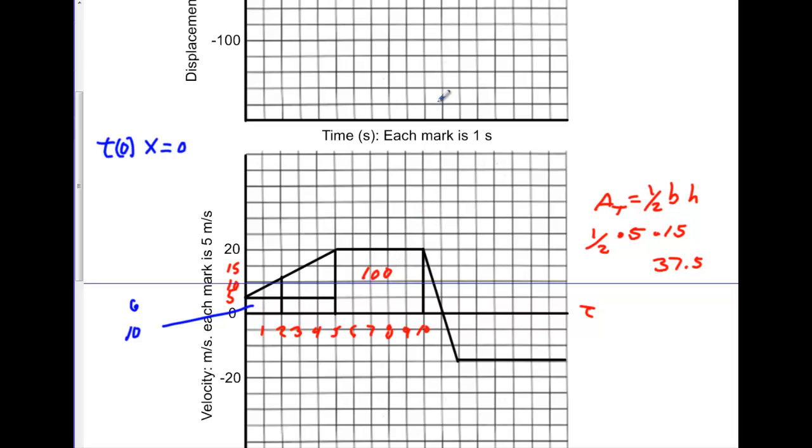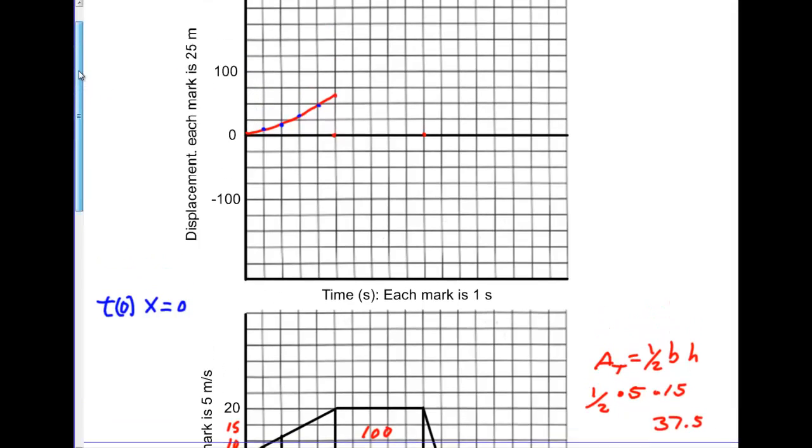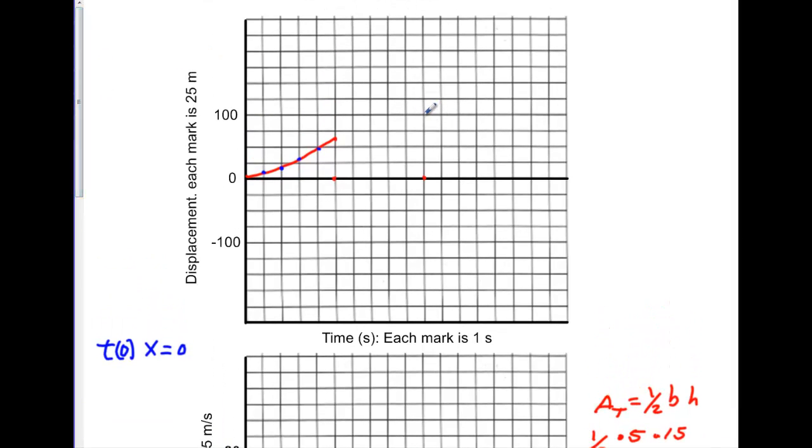So I come up here to 10. I go 1, 2, 3, 4, 5, 6, 7, 8, 9, 10. Put a tick mark. I got to go up from here. I need to go up another 100. So I know this value we said was 62.5. So I need to go up to 162.5. So I come up here, there's 100. 25, 50, I put a tick mark here.